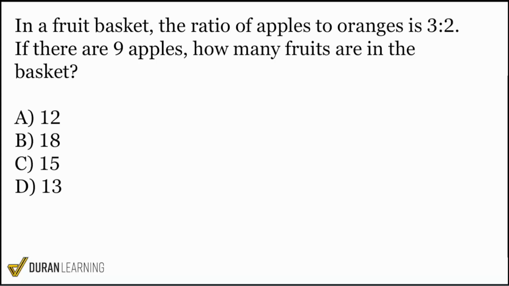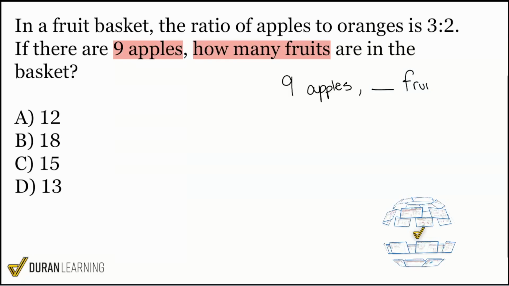So let's go ahead, take it nice and slow here. When we start with the question sentence, we have, if there are 9 apples, how many fruits are in the basket? Okay, sounds good. So with that, let me go ahead and highlight right here. We have 9 apples, and then it says how many fruits. So everybody, let's make sure we understand the interpretation of the question sentence. So let's try that out here. So we have 9 apples compared to blank fruit.